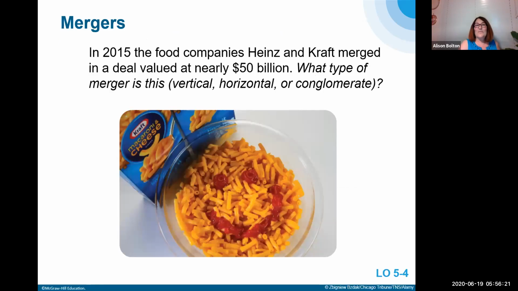This is just an example of two companies coming together that merged. And it's interesting, macaroni and cheese, right? Kraft and Heinz. And that's Heinz' little smiley face ketchup on top of the mac and cheese. So what kind of merger is this? Is this vertical, horizontal, or conglomerate? Think about that.